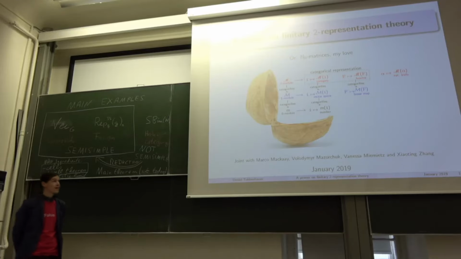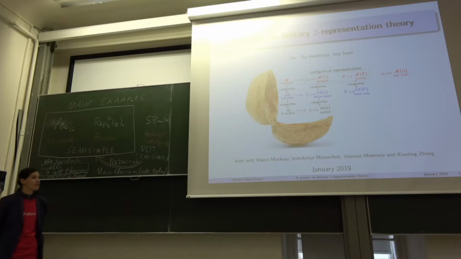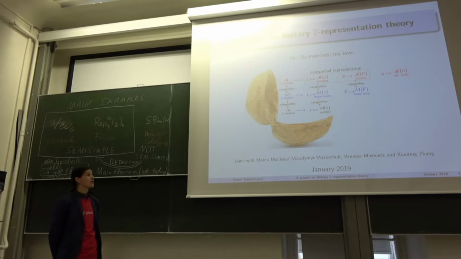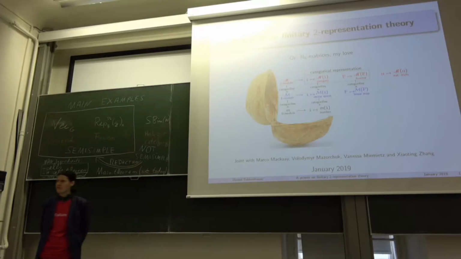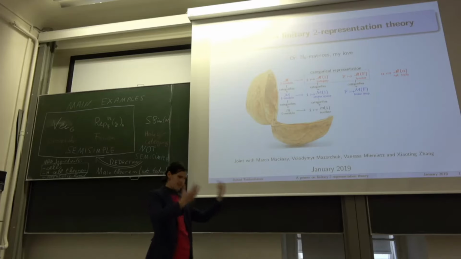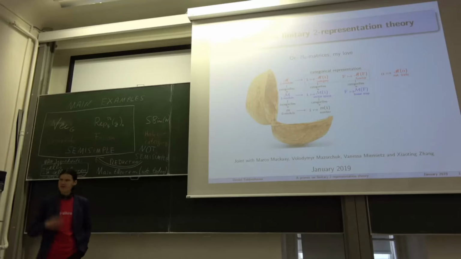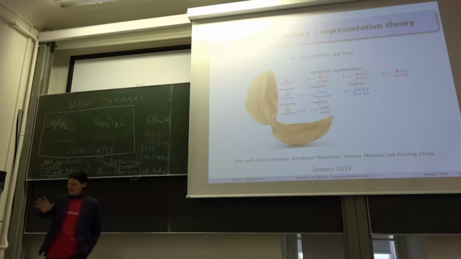So my topic today is joint work with those guys, Marco, Walter, Vanessa, and Joey. And I'm going to talk about something that I really fell in love with in the last 1.5 years, which we call finitary two-representation theory. So the idea for today is to basically give you some feeling what this finitary two-representation theory is all about, because I'm really not assuming that you're an expert. I know that there are some experts in the audience, but I don't speak to you, okay?